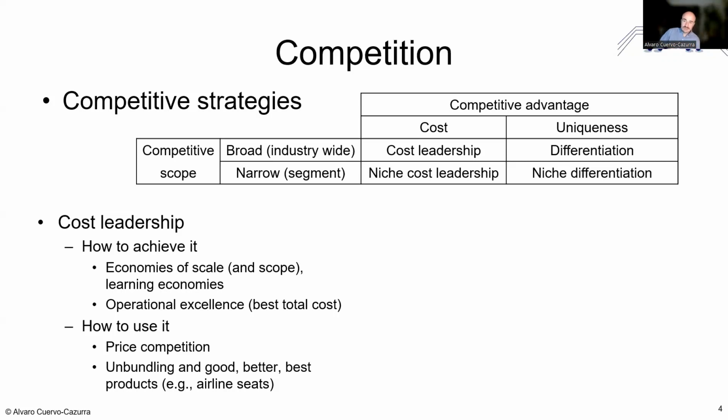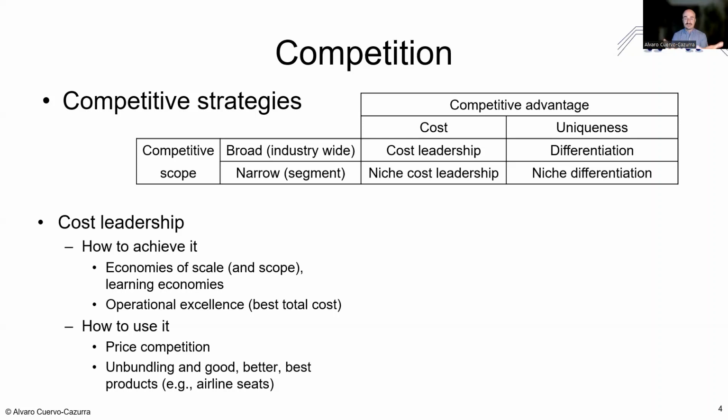Maybe try to pull some ideas that, if we unbundle things and we get into good, better, best products, maybe I can get some differentiation, although I'm still focusing on low cost. An example is airline seats. Once upon a time, airline seats were one price, and it came with a lot of services. You could choose your seat, there was a meal, you could bring your suitcases with you.